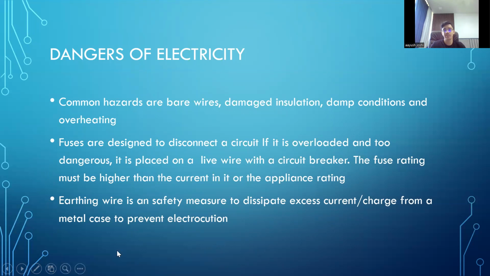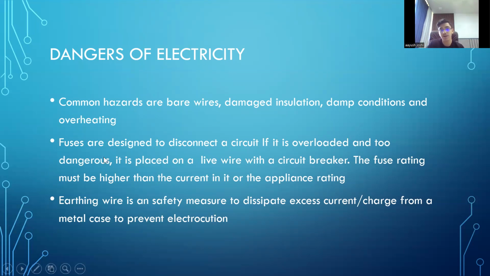An earthing wire is also a safety measure to dissipate excess current or charge from a metal case to prevent electrocution. So this earthing wire is used to prevent electrocution. It basically takes all the electrons from it and deposits them into the ground, so that you do not get shocked by touching it. It prevents electrocution. So these are some things that you need to know.